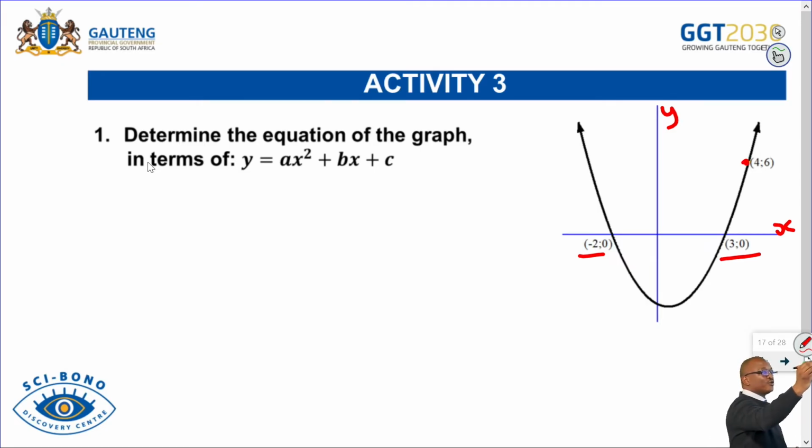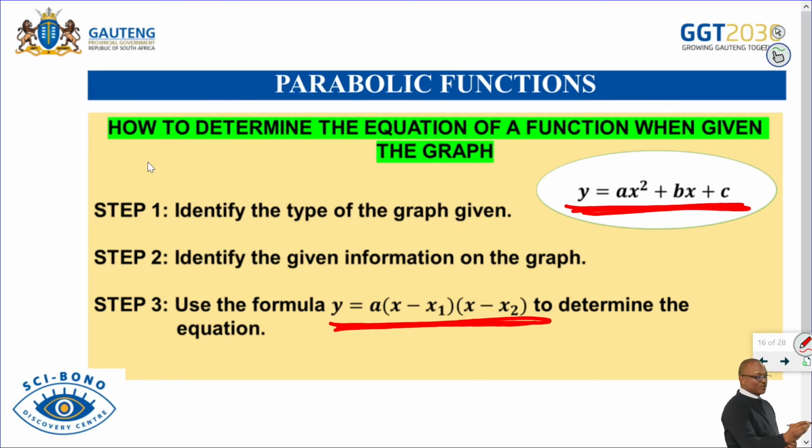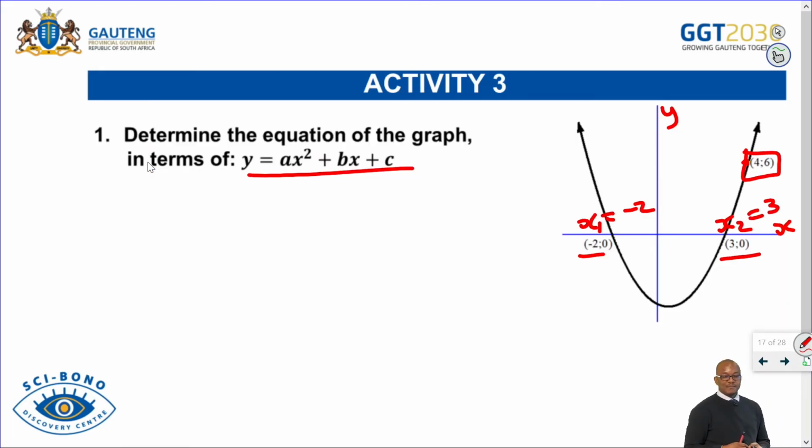And on the graph, we also know what our point is. We have two intercepts and one point. We have enough information for us to determine this type of equation. So what do we do here? On the left-hand side, we mark it x1, and on the right-hand side, we mark it x2. It means your x1 is -2 and your x2 is 3. Remember, I said you must know this type of formula in order to determine this particular equation.